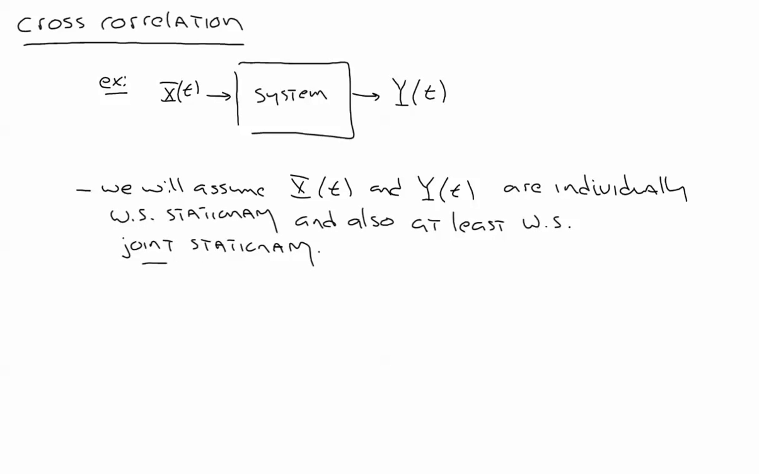Now, I'm not going to get into a lot of detail on joint stationarity, but all that means, in the wide sense, is that the statistical relationships of X and Y up to and including the second order statistical value, being cross-correlation, for example, are stationary. Joint stationarity means that X and Y are jointly stationary in their statistics at least up to the second order. I'm not going to get into too much detail with that, but that's what that means.